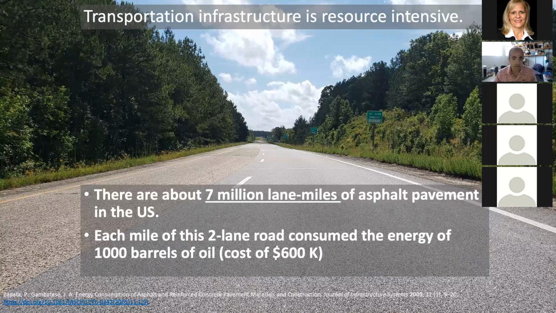Asphalt pavements are extremely energy intensive to produce and to maintain. So just a mile of the road that you see on the screen consumes the energy of about 1,000 barrels of oil to produce, and over $500,000.